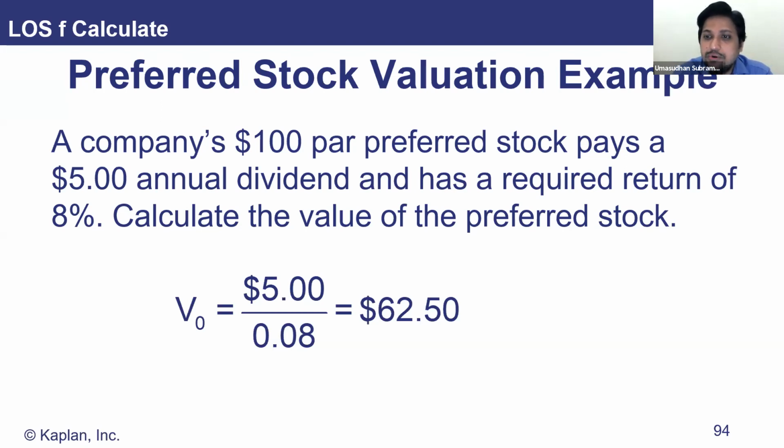So this 62.5 is the intrinsic value of the preference shares, and then you are going to compare it with the market value to see if the stock is overvalued, undervalued, or fairly valued from a preference shares perspective. Preference shares are easy to value. Why? Because they have a fixed cash flow, right?